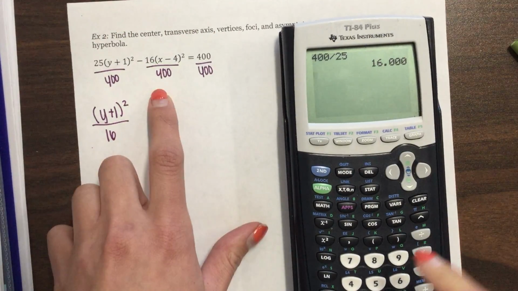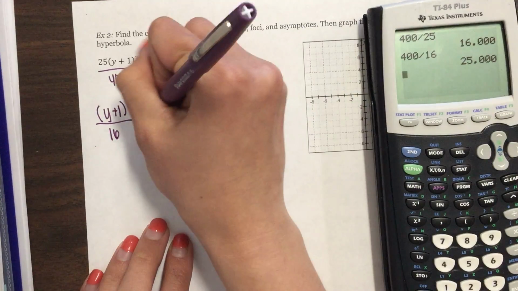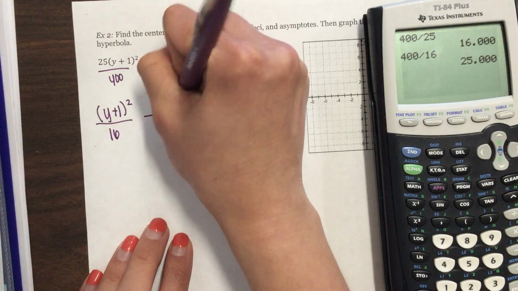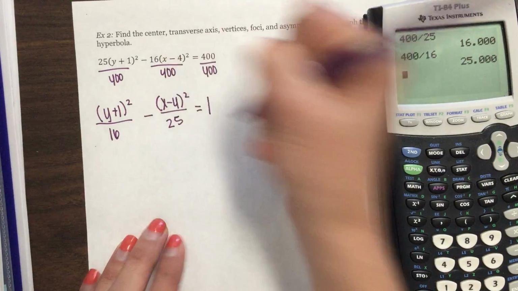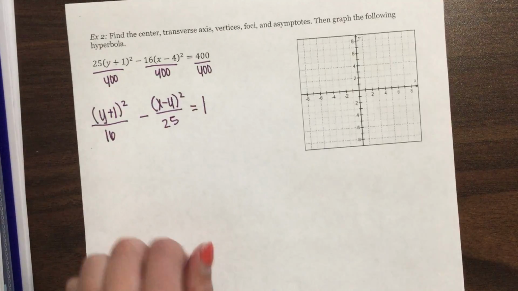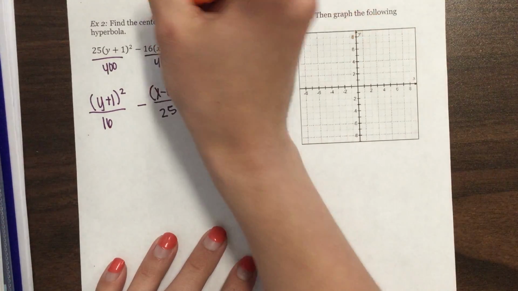Okay, now let's do this part. 400 divided by 16 is 25. So that's minus x minus 4 squared over 25. 400 divided by 400 is 1. And you guys should know that. Okay, now let's find our center.